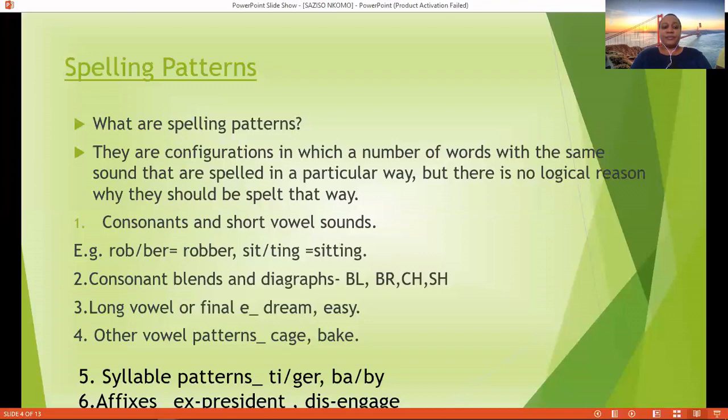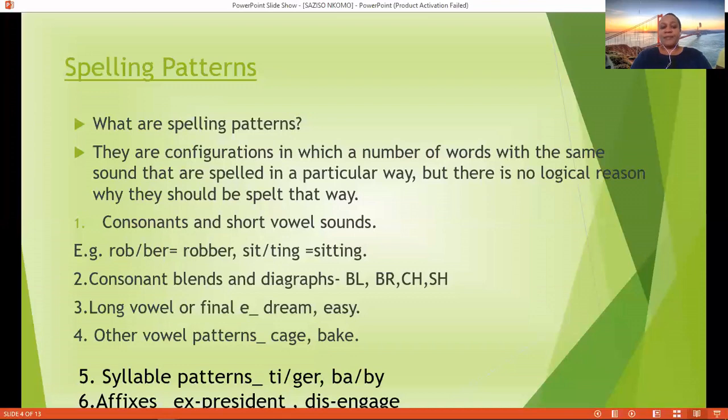Number 5, we have syllable patterns. Syllable patterns like tiger. The word tiger has been split into syllables. First syllable tie, second syllable ga, tiger. Or you can also learn to spell by looking at these patterns. Look at baby, has been split into 2 syllables, be and b, baby.